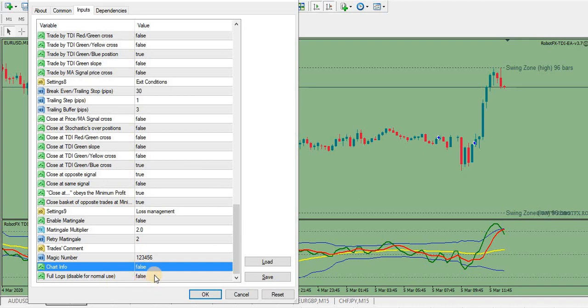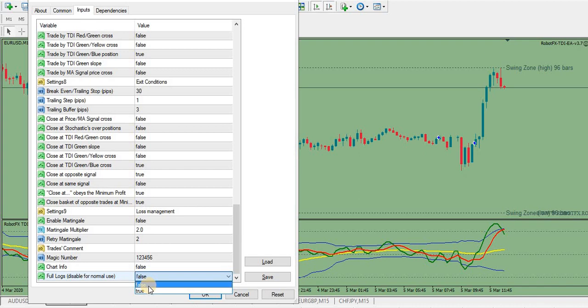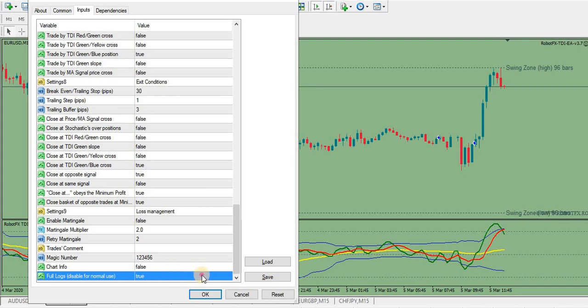Then there's the full logs that will create a log file that can be quite big in size. If you think something doesn't work very well, you can set the full log to true and try to reproduce the same scenario in which you think something went wrong: same chart, same time, same time frame, same lot size. Enable it, set it to true, and let it do its job. And we will need these logs in case of troubleshooting. No one has used it so far. If you don't use it, set it to false, and it will save space on your hard drive.